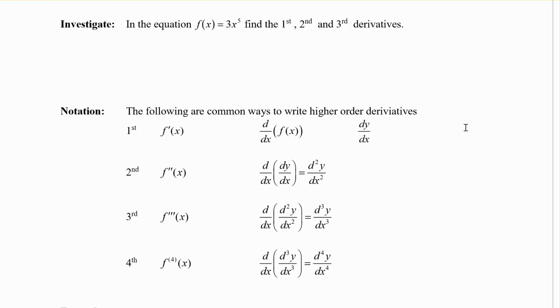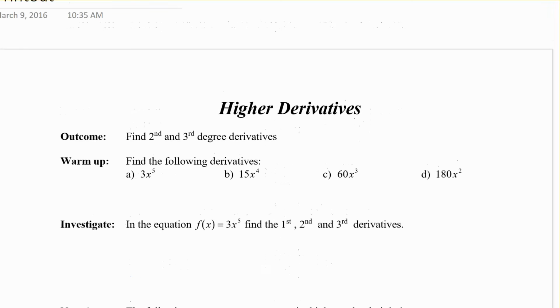All right. What I mean by that is we're going to have first order derivatives, second order derivatives, third order derivatives, fourth order derivatives. All that means is you've got to take the derivative of the derivative of the derivative however many times it asks for. So find the derivatives of, let's say, this first one.